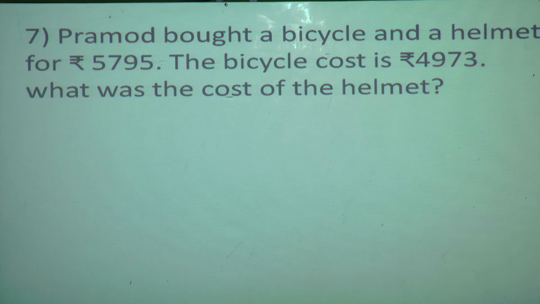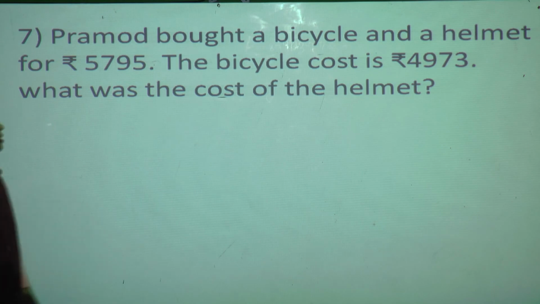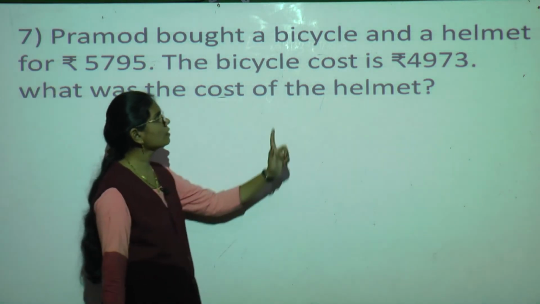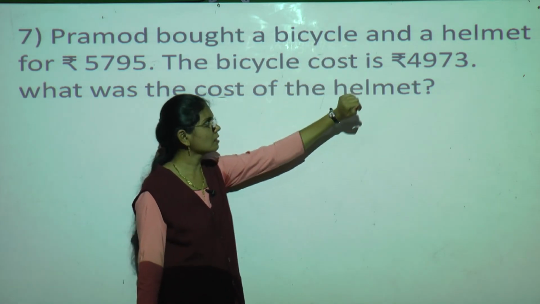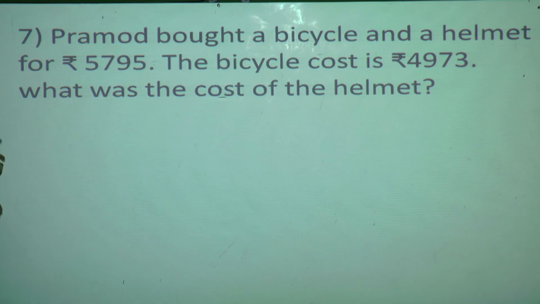What is the seventh? Pramod bought a bicycle and a helmet for rupees 5,795. The bicycle cost is rupees 4,973. What was the cost of the helmet? See, what is the question? Pramod bought two things. The one is bicycle and the another thing is helmet. He brought two things. One is bicycle and the other is helmet. Then what is the question?